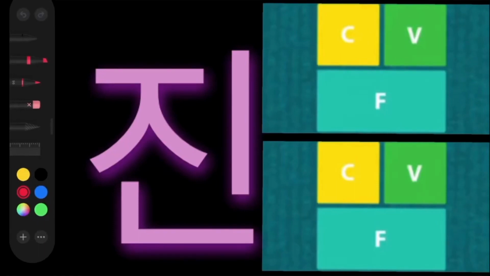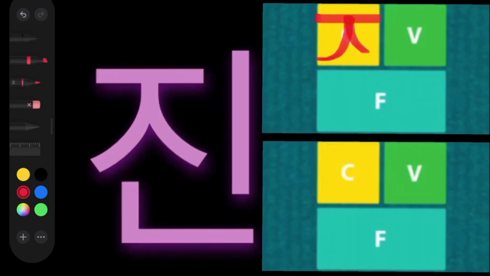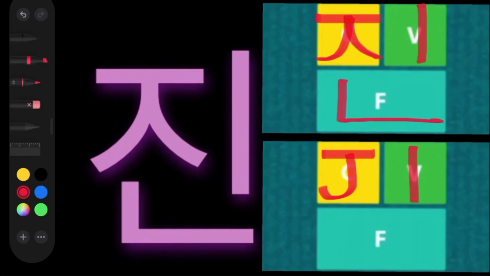Jin. The next syllable begins with a J, which is closest to our J in English. And the second letter is the vowel. It's pronounced I, and in English it sounds like E. And the third letter is N. Jin.